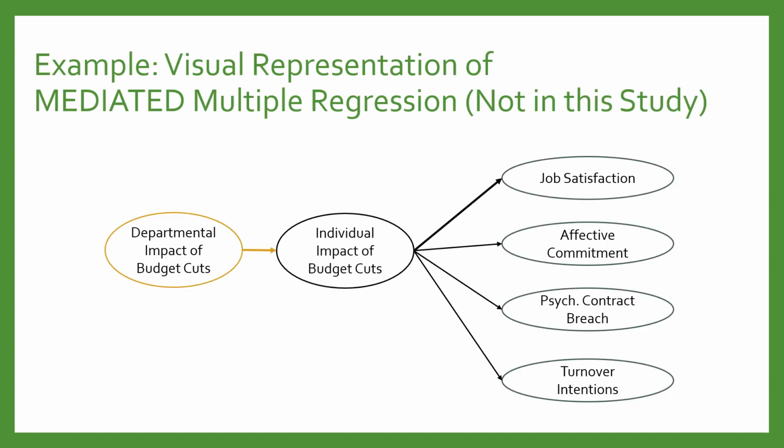So here's another example of what mediation could look like. And this was not in the study, but we could have tested this with our data. We could have seen if there is a direct relationship between departmental impact of budget cuts and job-related outcomes, or do departmental budget cuts influence individual level impacts of budget cuts, which would be our Z variable, which then influences job-related outcomes. So it would be a different type of model we could have looked at, and that would have been a mediation model instead of a moderation model.